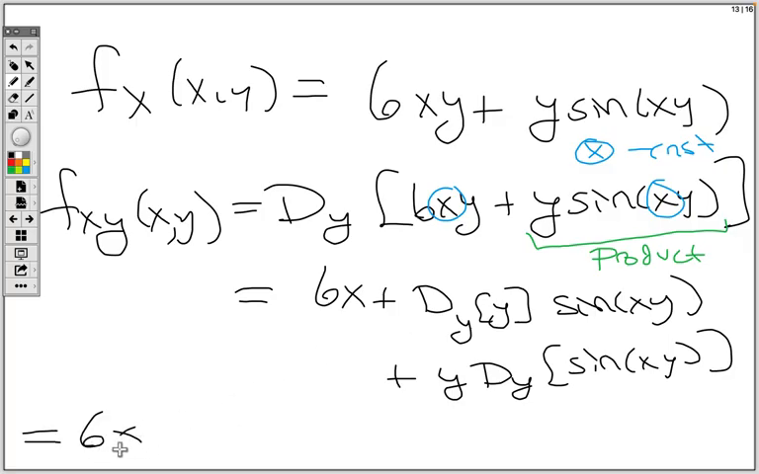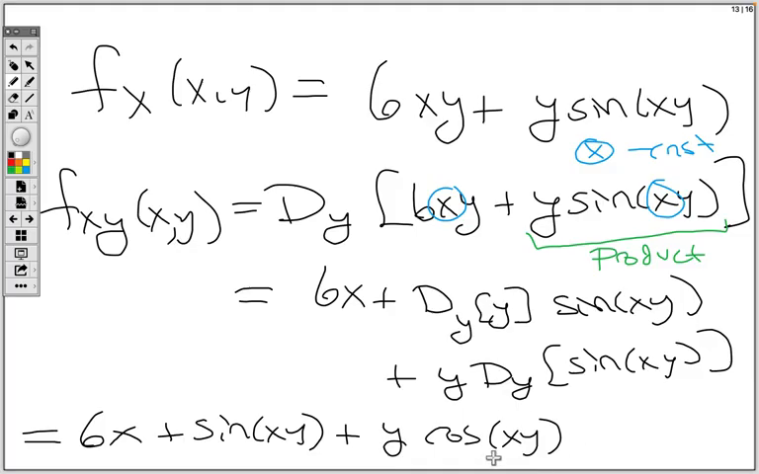So I've got my 6x. What's the derivative of y with respect to y? One. So that's just going to be sine of xy plus y times, what's going to be the derivative of sine of xy with respect to y? The derivative of sine of something is going to be cosine of that thing. Chain rule kicks in. What's the derivative of the inside with respect to y?